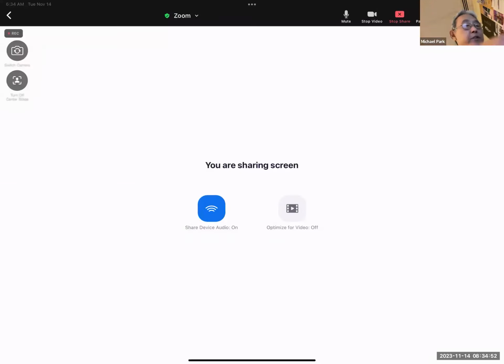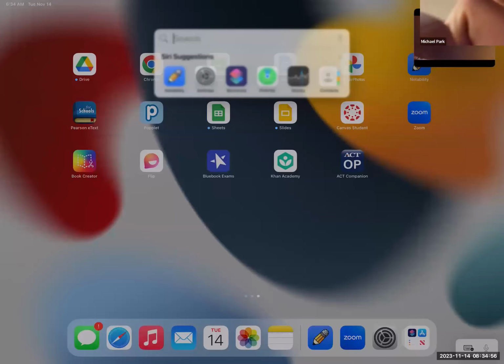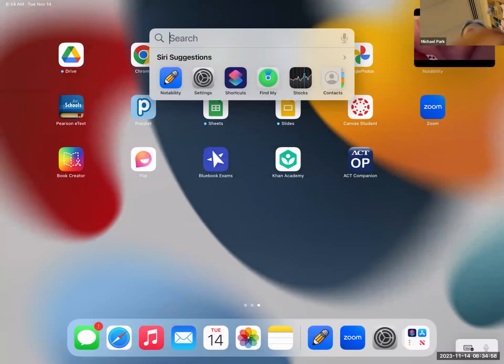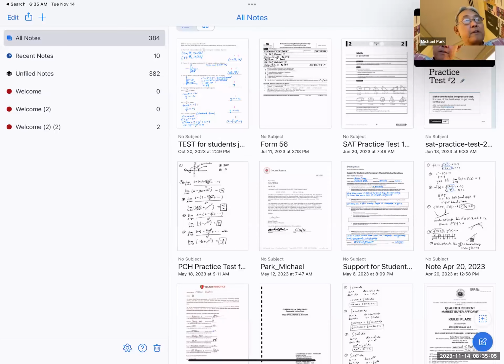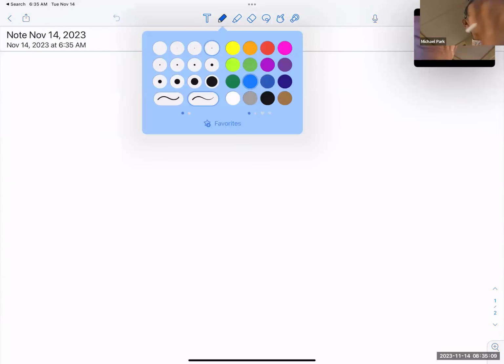Okay, I need to share screen, start broadcast. Okay, now we need to go to, we're sharing screen. Notability, but the thing is blocked by that thing. That's wonderful. Oh, right here, Notability. And I need a new sheet. There you go. And I want blue.